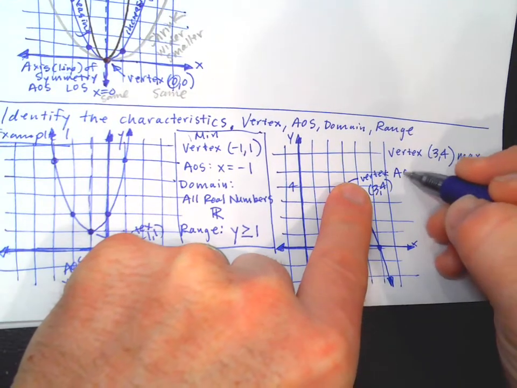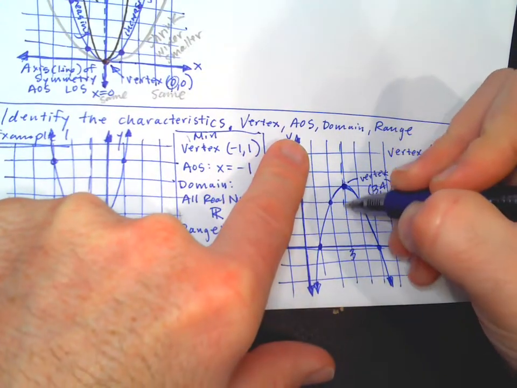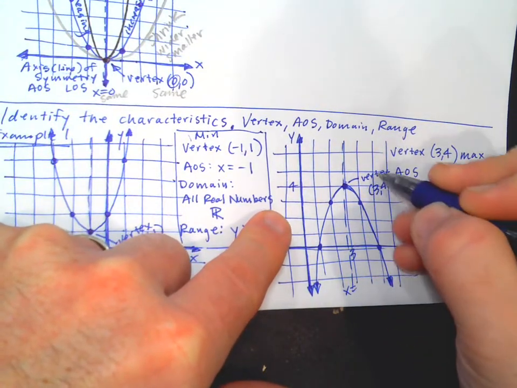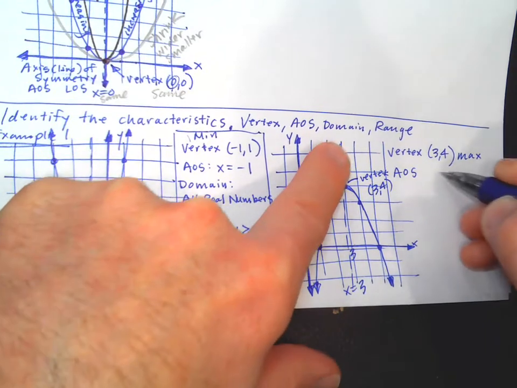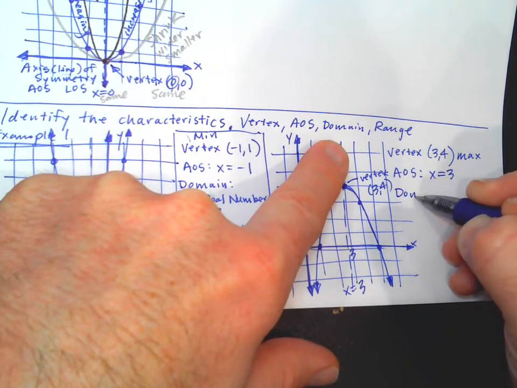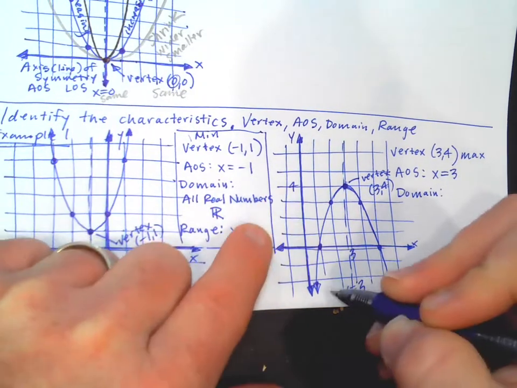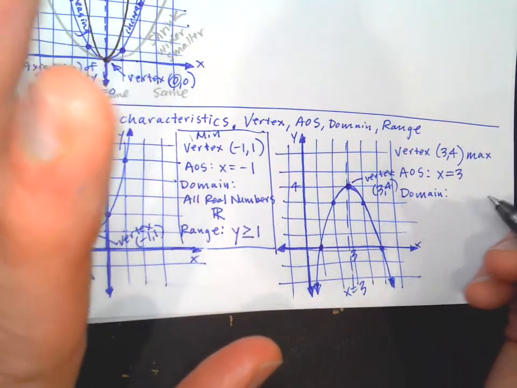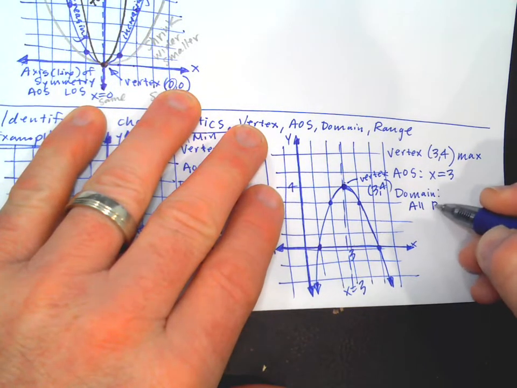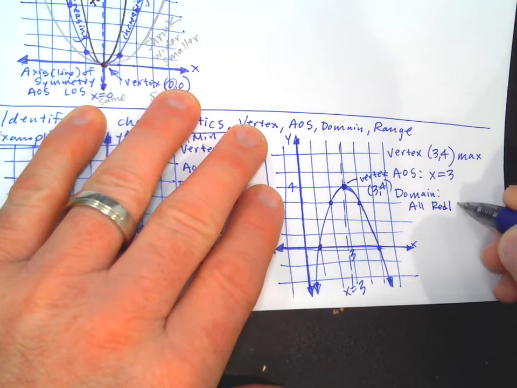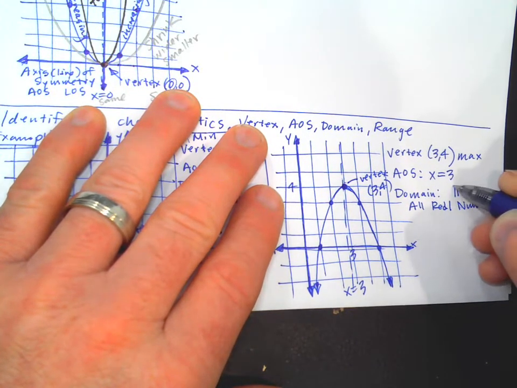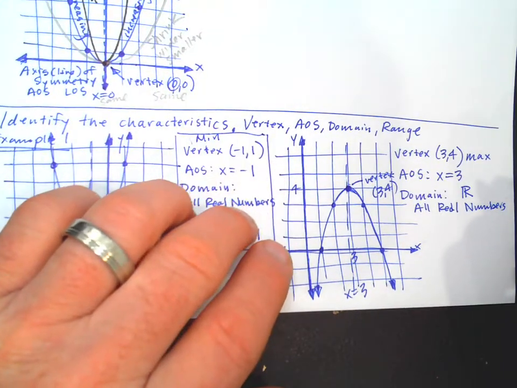The axis of symmetry. Well, that's going to be this line right here that cuts it in half. And it's going to be x equals whatever x values these all have, which is the same as the vertex. x equals 3. The domain, this goes left and right forever. So it's going to do every possible x you could ever think of. So it is all real numbers, or short, it's these two vertical lines with a little R.